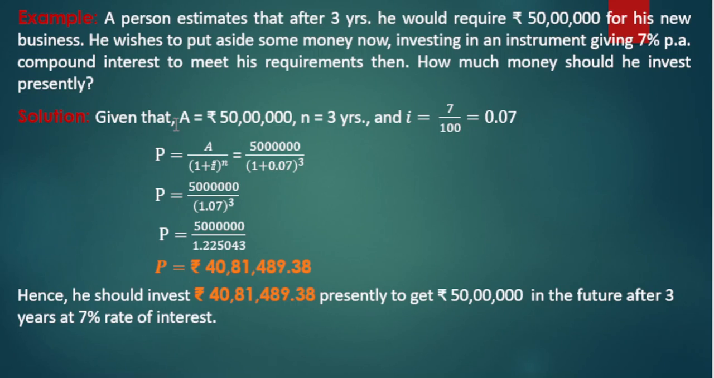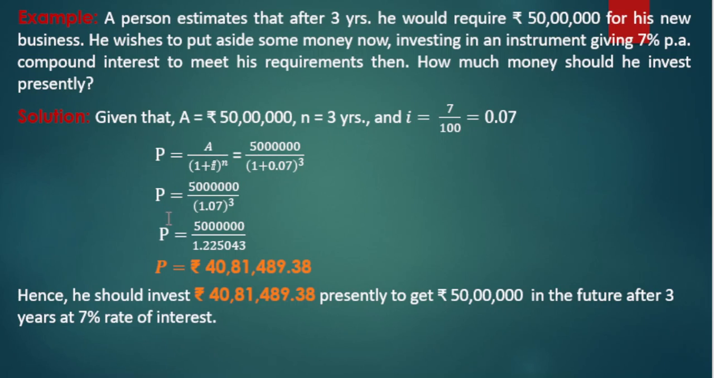So the given value is A equals rupees 50 lakhs, which is the future value after 3 years. So n equals 3 years and i is equal to 7 upon 100, where 7 is the rate of interest. So the value of i is 0.07. After putting the values into the formula, P equals A upon (1 plus i) raised to n, we have got the value 50 lakhs upon (1 plus 0.07) raised to 3.